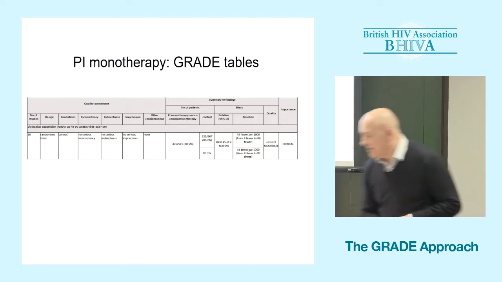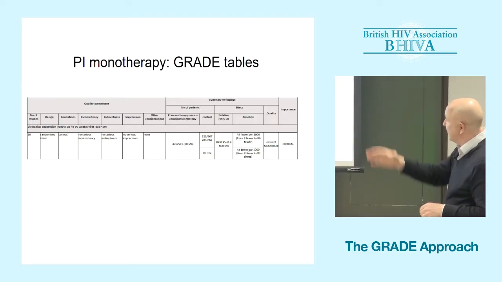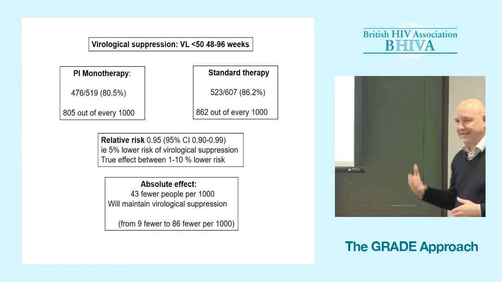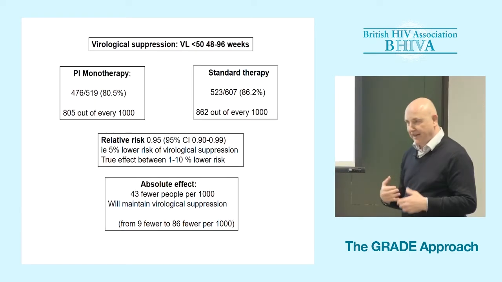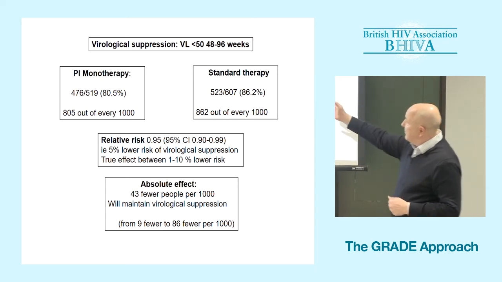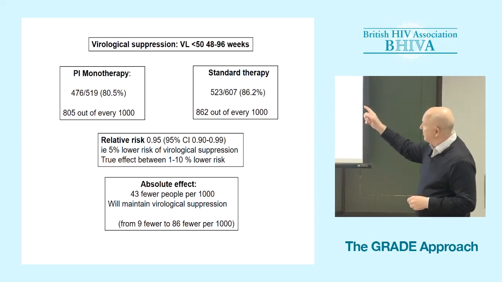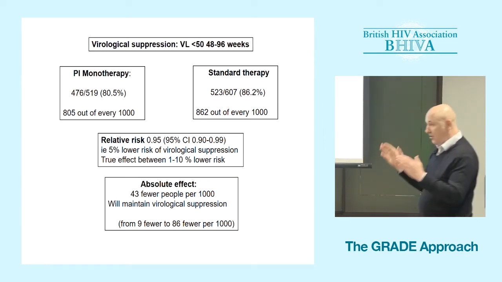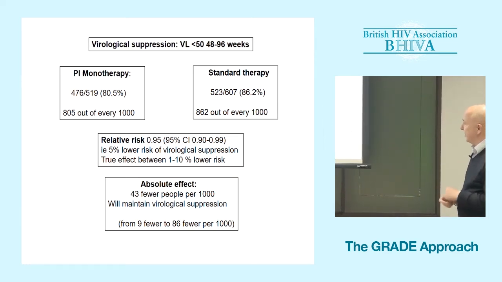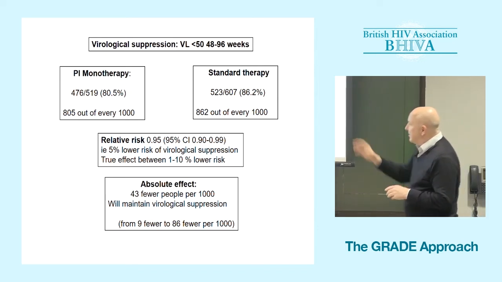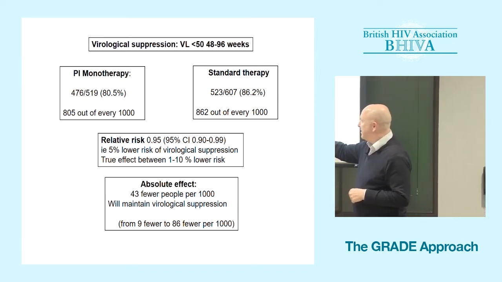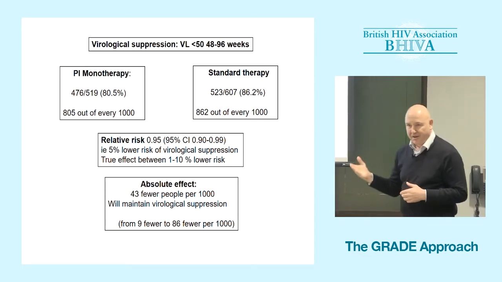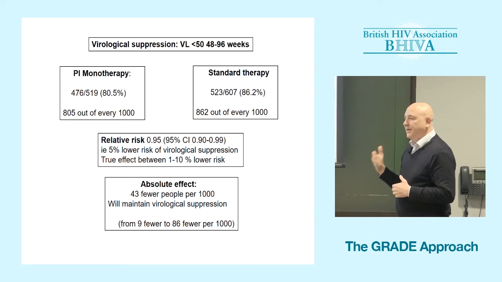And if you want to quickly determine how you translate that into an absolute effect, it makes it clear what's happening. So the relative risk is 0.95, a lower risk of viral suppression. The true effect is between 1 and 10%, so it's between 0.9 and 0.99. So we know the confidence interval is relatively narrow, but the true effect could be 1 to 10%. The absolute effect is 43 fewer people per 1,000 will maintain virological suppression. So that's 4 in 100 people on PI monotherapy who will not maintain virological suppression.